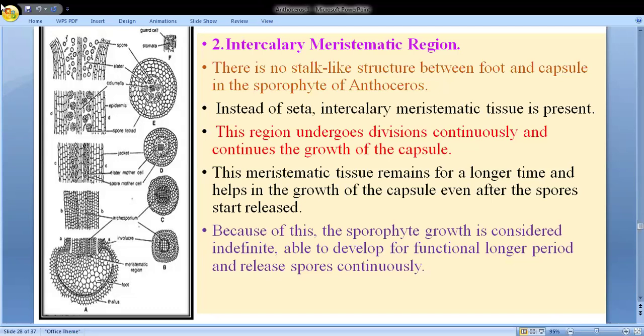So these are the three type studies in your syllabus. From the Bryophyta, Marchantia and Anthoceros and Polytrichum. Tomorrow onwards, I will explain Polytrichum, that belongs to Bryopsida. Hepaticopsida, Anthocerotopsida, Bryopsida.